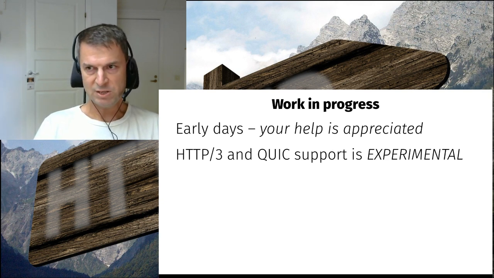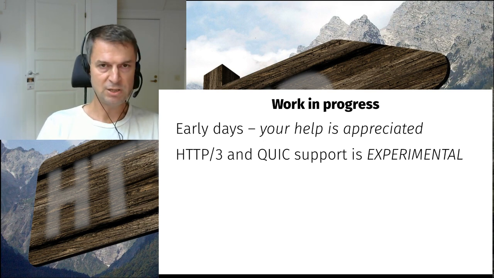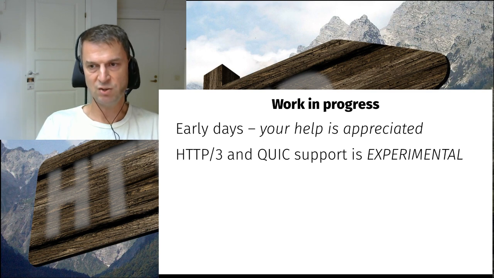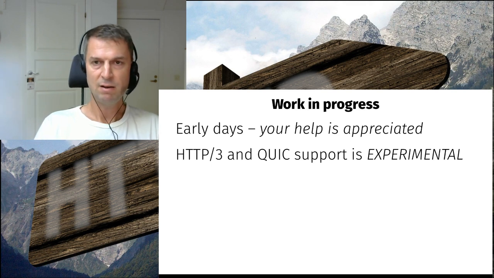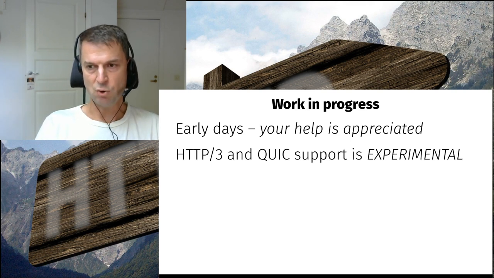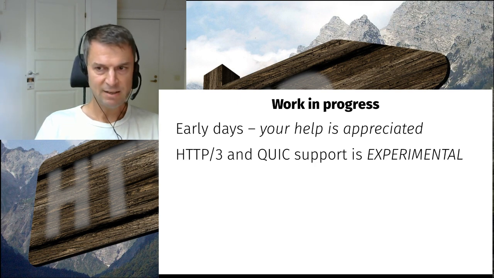Both HTTP 3 and QUIC support in curl is considered experimental, and experimental is basically just a tag that we set or mark in the documentation and in code that says that we might change it. We don't promise ABI or API compatibility for anything in here, really, so don't rely on it in production. It is disabled by default in builds, so you have to explicitly enable it. So it's experimental. We will change it going forward.